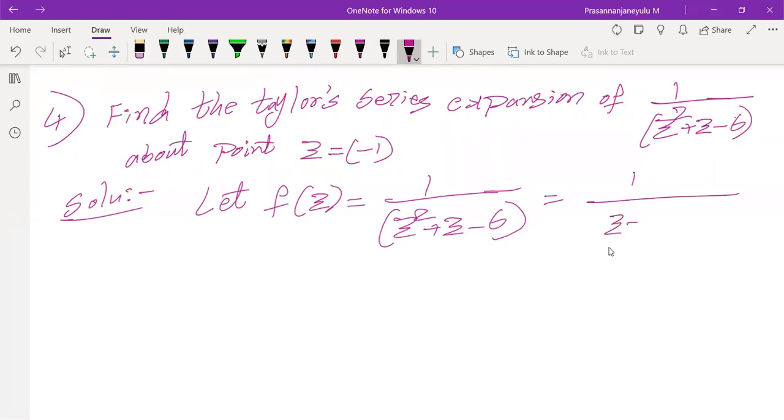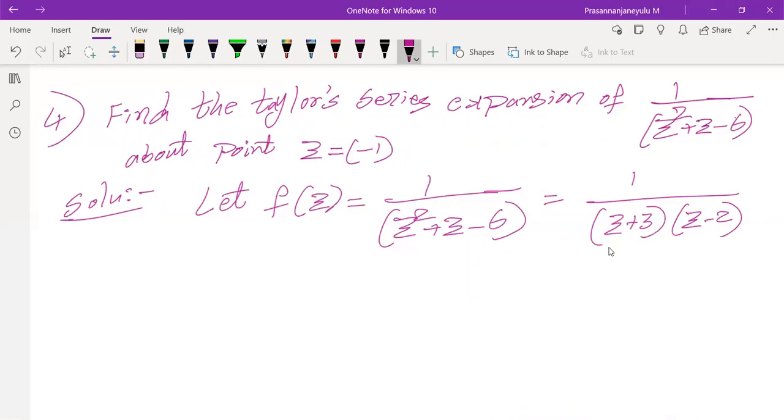Yes, sir. What is that? z plus 2 and z minus 3. z plus 3 into z minus 2. Look at z square plus z minus 6. Yes. If you want, you can find out.